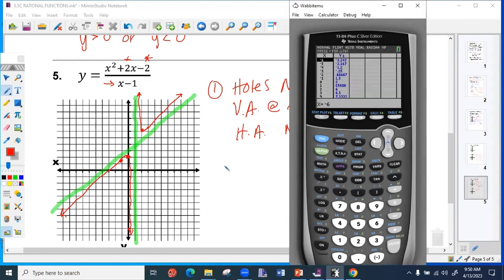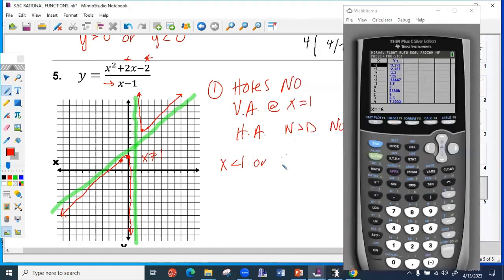So the only thing x can't equal is what? 1. X can't equal 1. Do we see that? The only restriction for x is x cannot equal 1. Other than that, x is either going to be less than 1 or x is going to be greater than 1. That's the only restriction for our x.